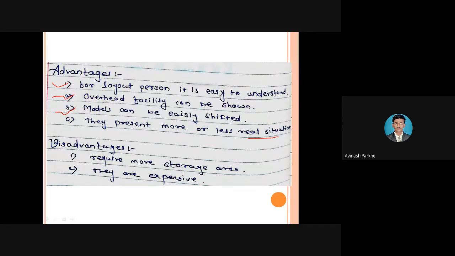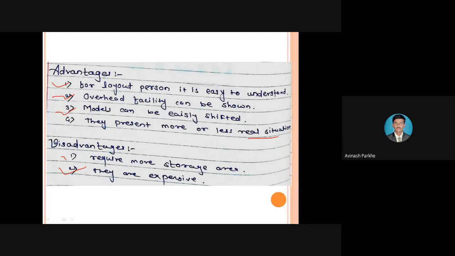Some of the models are available in very small construction, but some of the models are very big in structure, and if I have to keep those particular models, more storage space is required and they are expensive. If I have to prepare the model using plastic or thermocol, we have to pay some extra amount. Plastic is very costly, wood is also very costly, and sheet metals are also very costly.